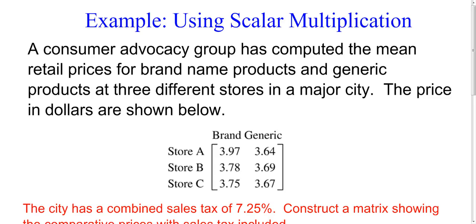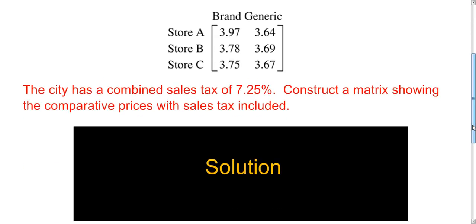Then we're going to do an example with what's called scalar multiplication. All that means is that you multiply every element in the matrix by the same number, okay? So in this case, it's talking about a consumer advocacy group that's looked at mean retail prices for some different brand name and generic products at different stores in some cities, and it lists the price there, okay? Then what it's saying is that the city takes all of the items at their store and they add a 7.25% sales tax to it.